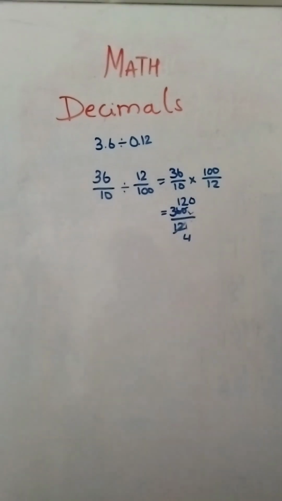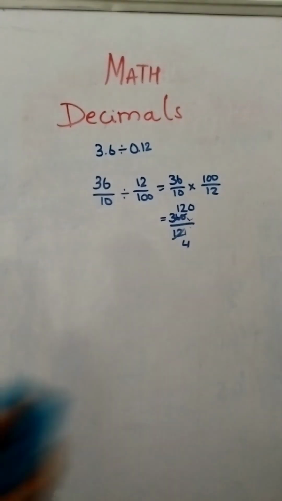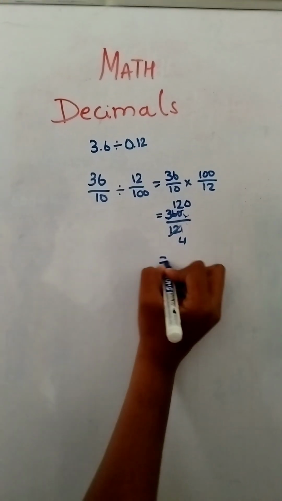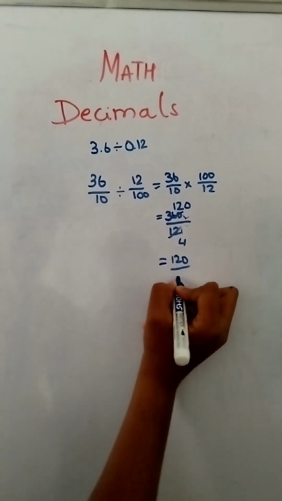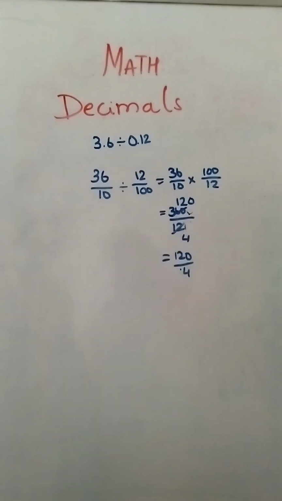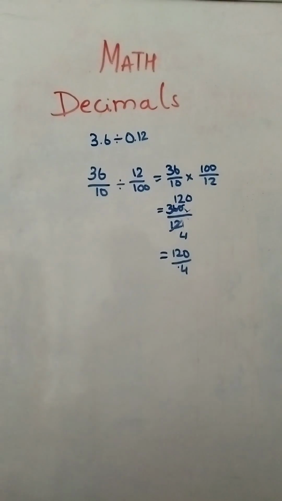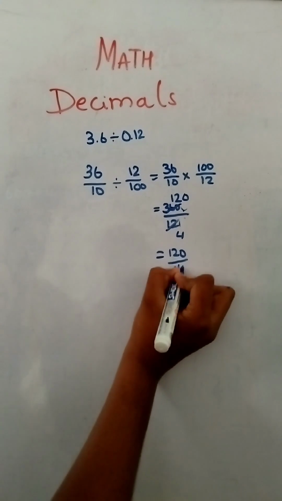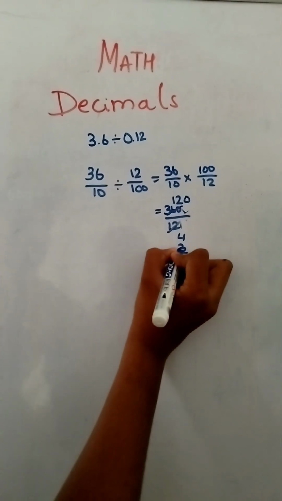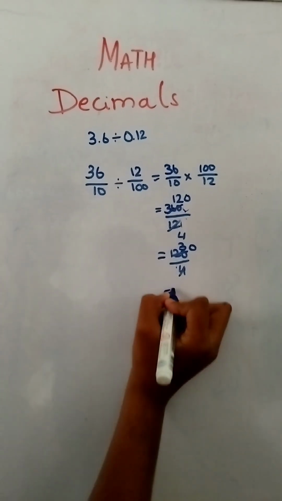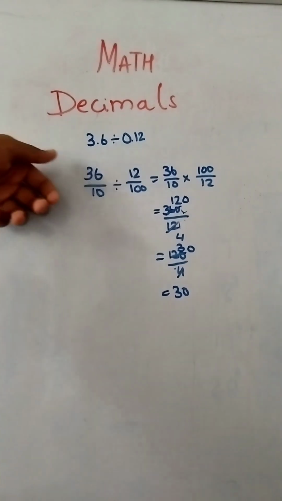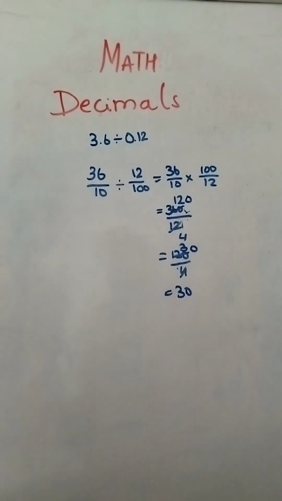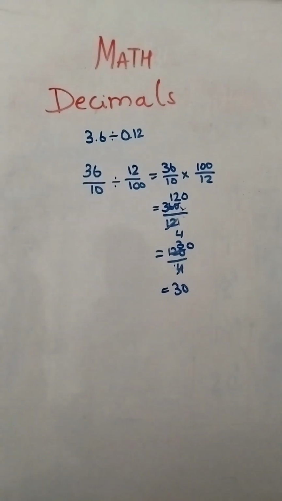Actually 120 on the top with 4 on the bottom. So I'll quickly write that in a row. And we can also see here that this can be further divided to give us 30. So this is our answer. 3.6 divided by 0.12 is equal to 30.